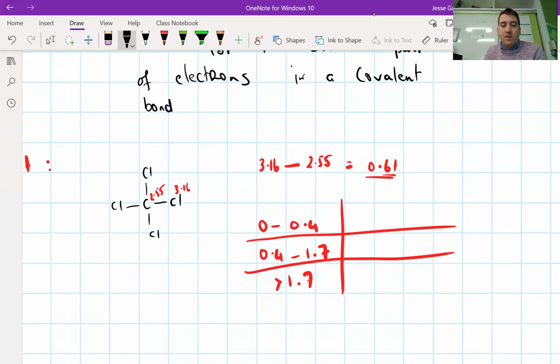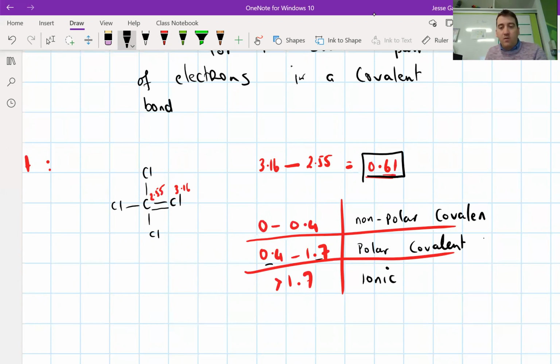Okay, so if the difference is between 0.0 and 0.4, then this type of bond between carbon and chlorine would be non-polar covalent. If the difference is greater than 0.4 but less than 1.7, that means it's polar covalent. And if it's greater than 1.7, that means the bond is ionic. And where does ours fit in here? 0.61 fits into this range right here. It's greater than 0.4, but it's not greater than 1.7. So that means that this type of bond is polar covalent.